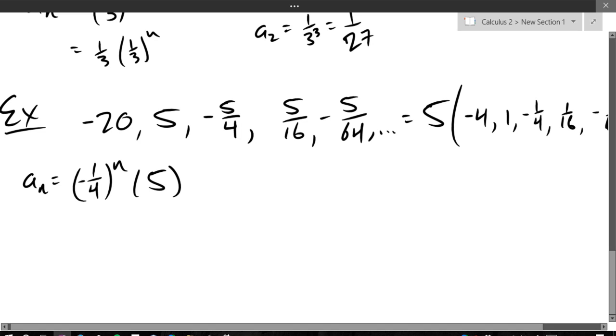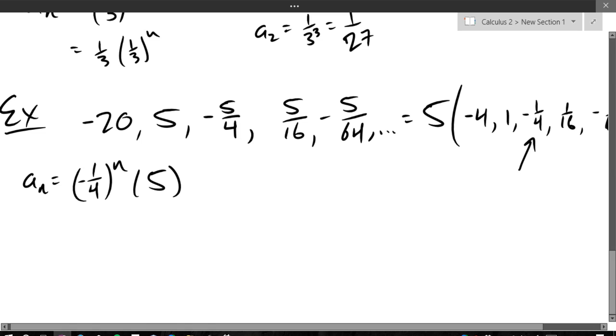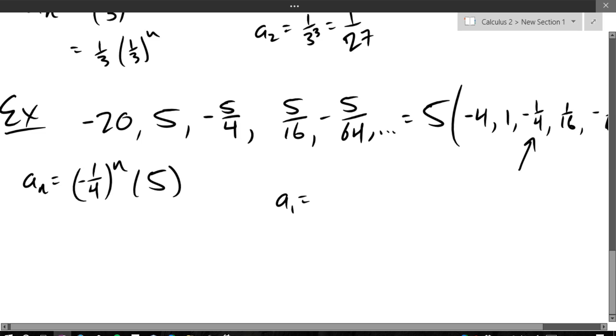But this still doesn't start where I want it to start. When n is 1, we get negative 1/4. So when n is 1, we'd be looking at that term right there, the way I have it written right now. So if I wrote a1 is negative 1/4 times 5, which is negative 5/4, that would be the third term right there, not the first term.